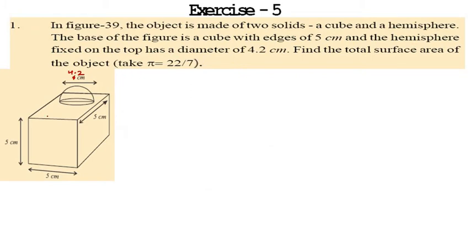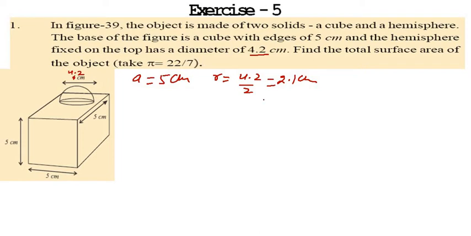It is the cube and the side is A. So A is 5 centimeters. You have to write A is equal to 5 centimeters. And the diameter is given as 4.2. So you can write the radius, it is 4.2 divided by 2, that is 2.1 centimeter. Now find the total surface area.